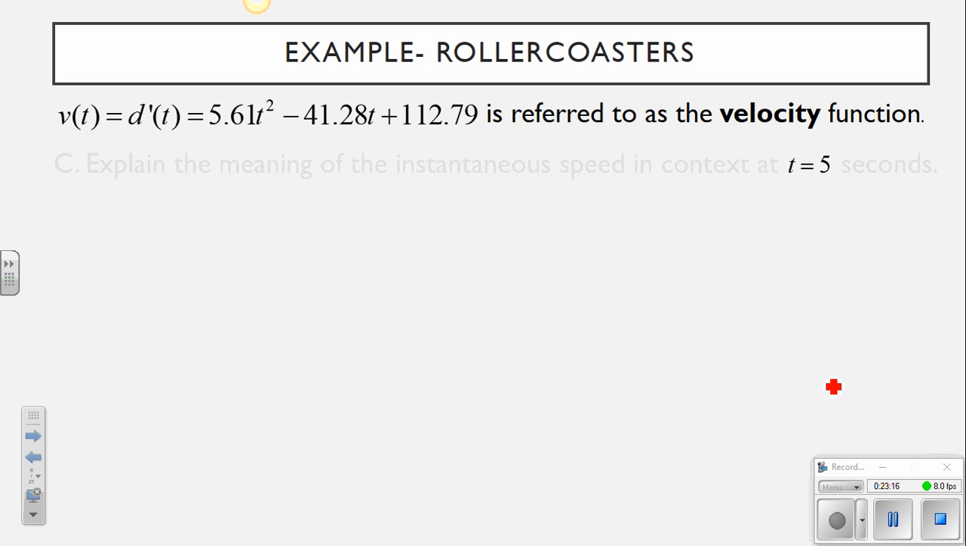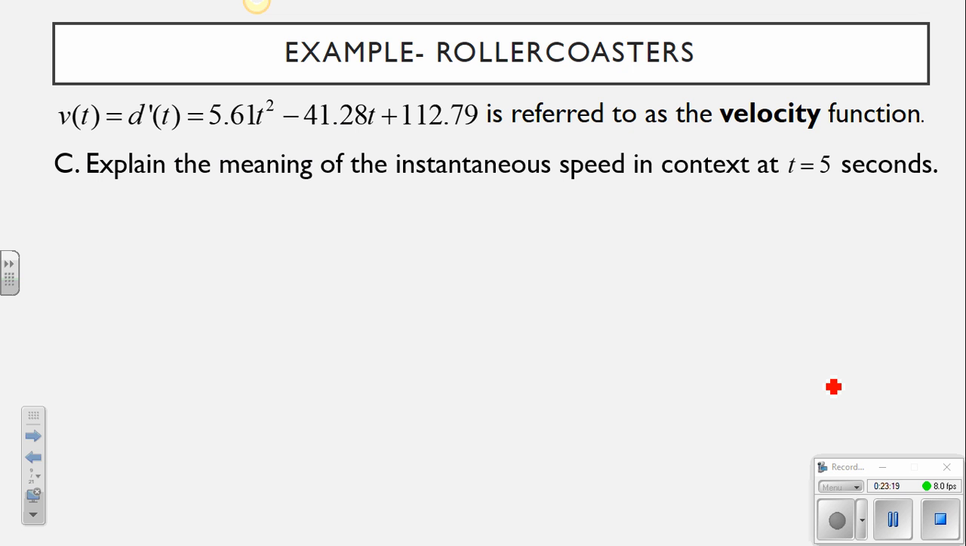All right. Now, notice that that is our derivative. We call this derivative the velocity function, because it measures speed. So when you take the derivative of position, you get velocity. Now, what is the meaning of the instantaneous speed in context at t equals 5 seconds? So we have the derivative, right? Do we know how fast we're traveling at 5 seconds? No, we don't, but we can figure it out.